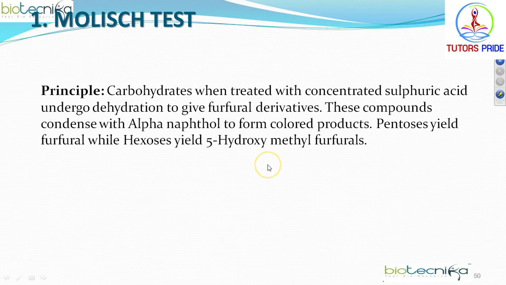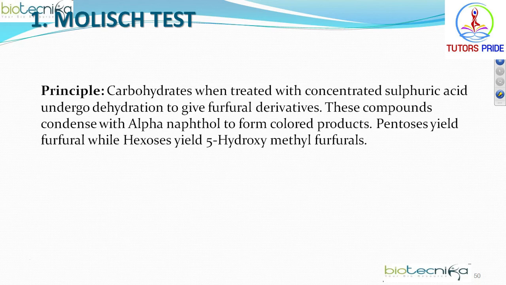What is the principle? The first test is the Molisch test. We carry out different tests: the Molisch test, Barfoed test, Bial's test. So why is it called the Molisch test? Because it uses one reagent, the Molisch reagent. In this case, what are we doing?